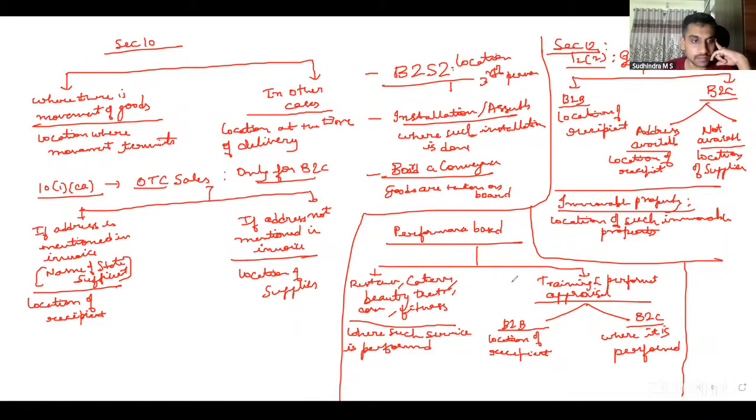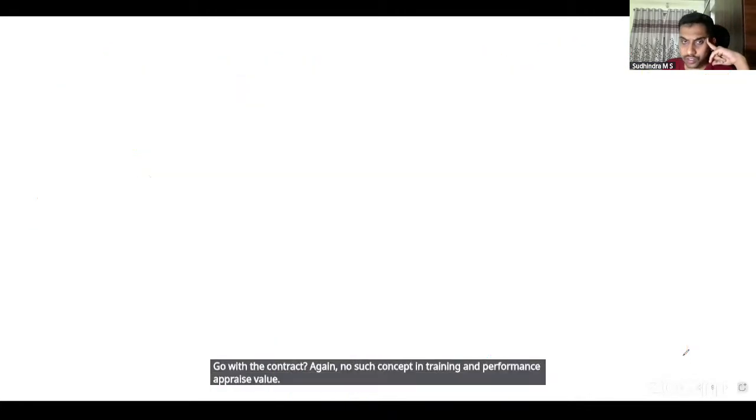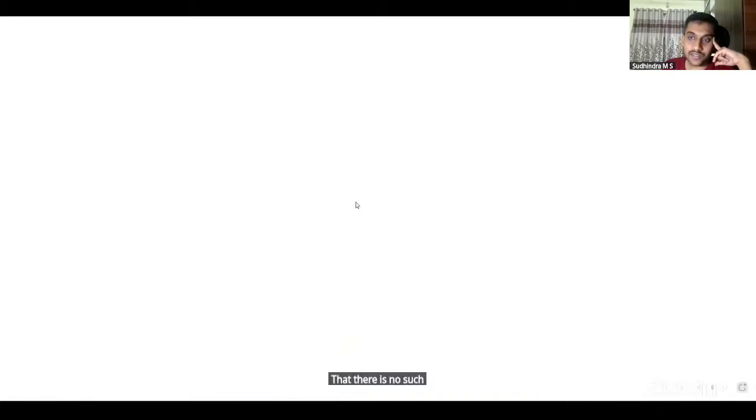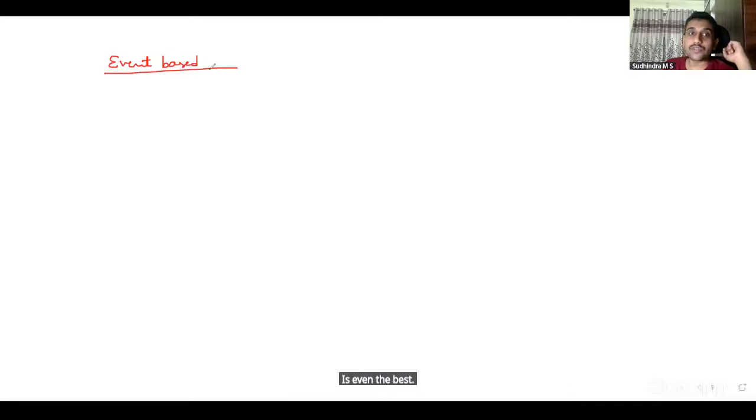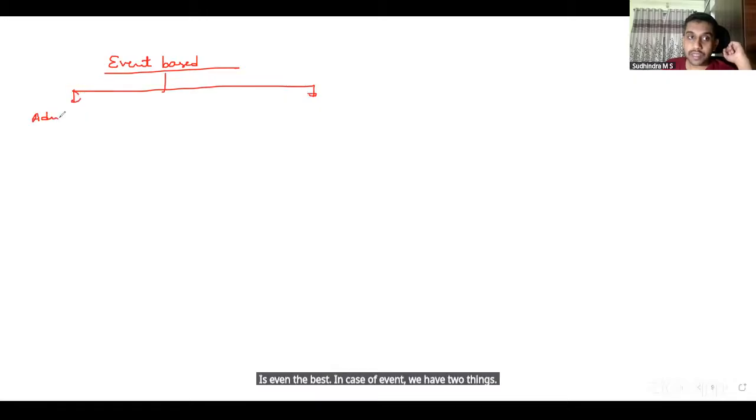Go with the contract. Again, no such concept in training and performance appraisal. Right? There is no such concept. Whereas the next discussion that we have is event based. In case of event, we had two things: event admission and event organization. In case of event admission, what is the place of supply?